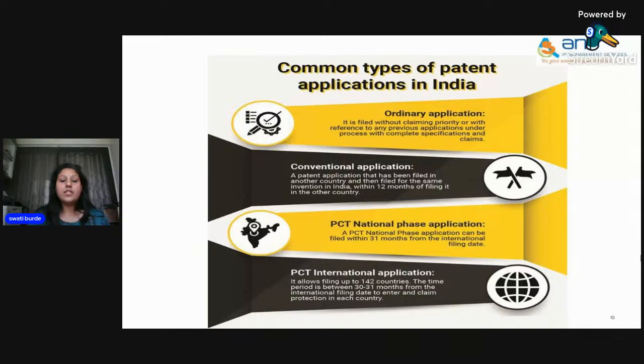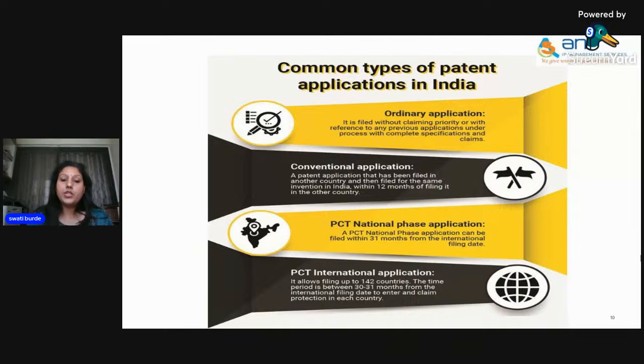So now I will discuss a bit about common types of patent applications in India. First is ordinary application. Ordinary application is called the direct Indian filing, the first application which we file in any country. So if we are filing the application in India, it will be through the ordinary route. It is filed without claiming any priority, or with reference to any previous application under process, and it is always filed with complete specification and claims.